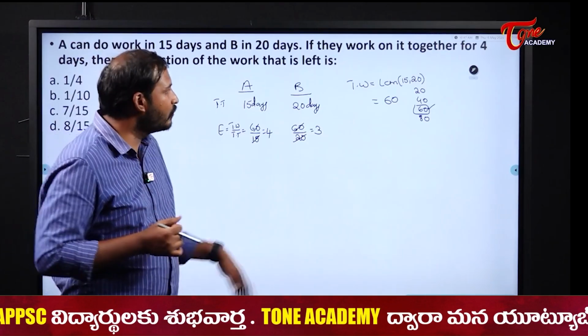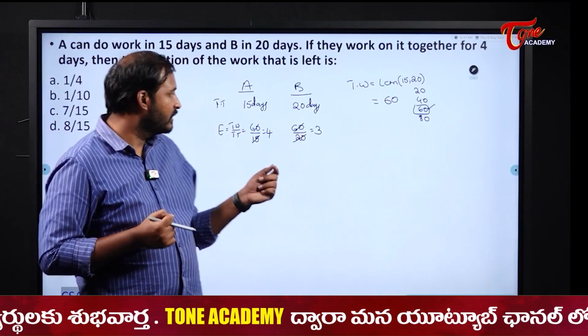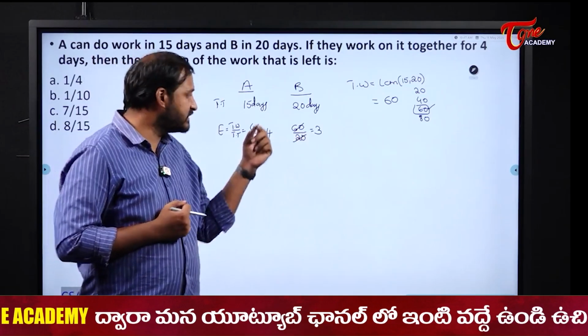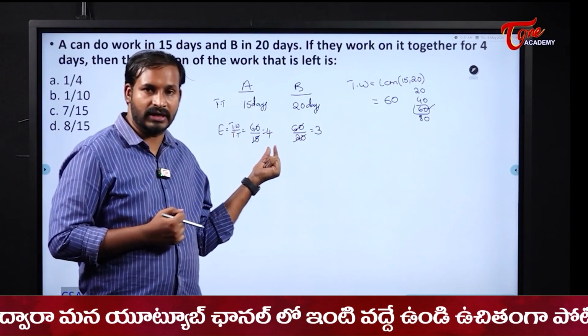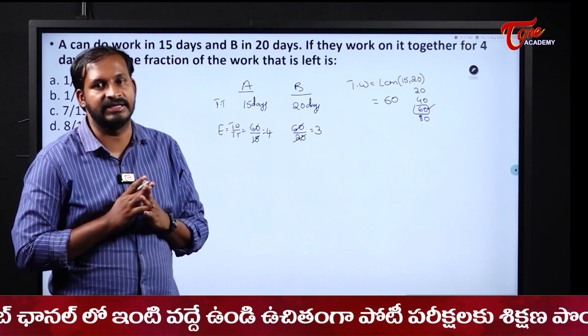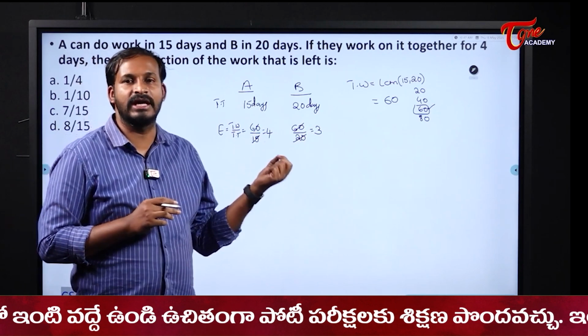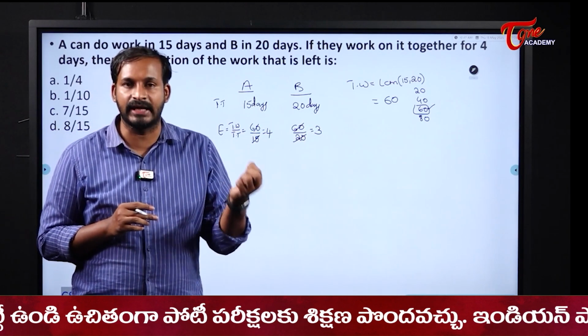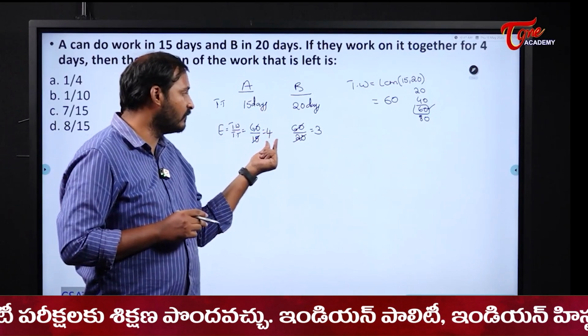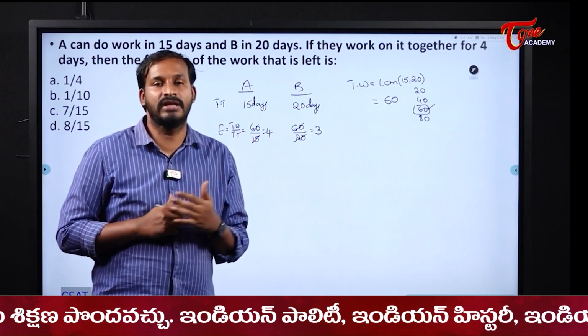Now total work is how much? 60. Then efficiency of A is 4 and efficiency of B is 3. That means in one day A can do 4 work. In one day B can do 3 work. That is called their efficiency. Efficiency means the amount of work done by the person in the given unit time. Unit time is here days. So in one day A can do 4 work and in one day B can do 3 work.